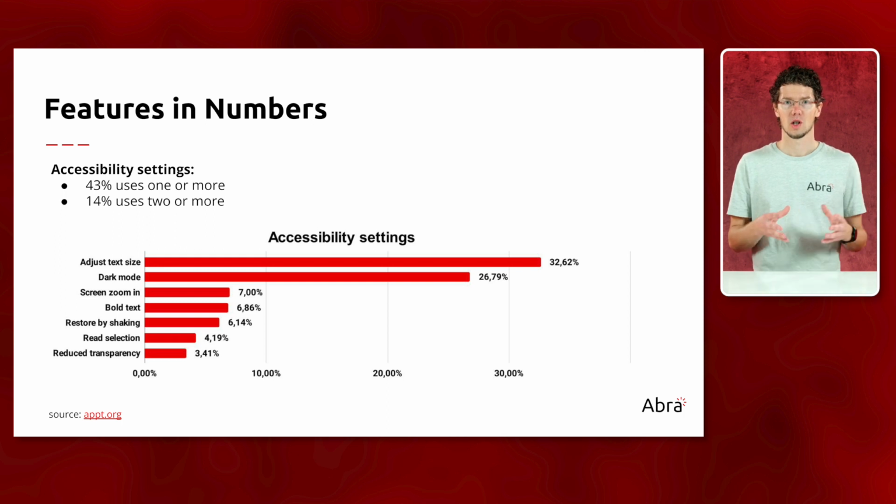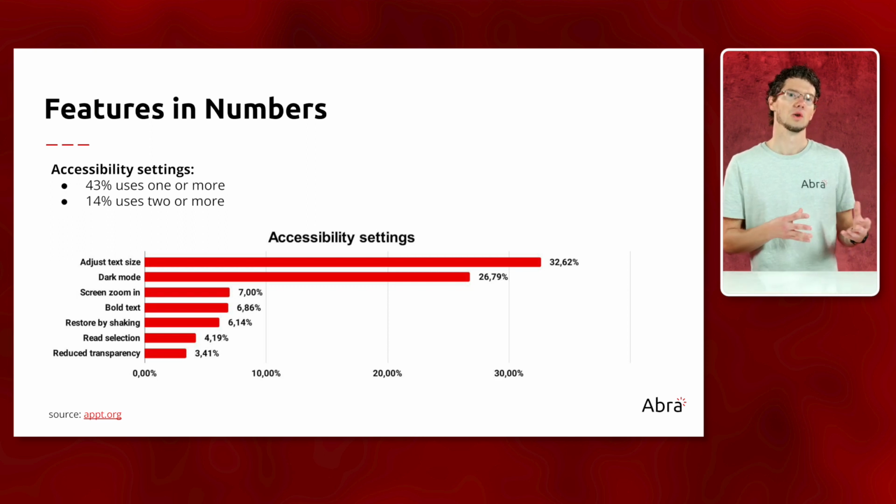Other numbers are zoom in and bold text, which are both used by 7% of the people, mainly with a visual impairment. Restore by shaking is used by 6% of the users. For people in wheelchairs or with spasms, this functionality is often used. You do not want to trigger restore without actually wanting to use this feature.